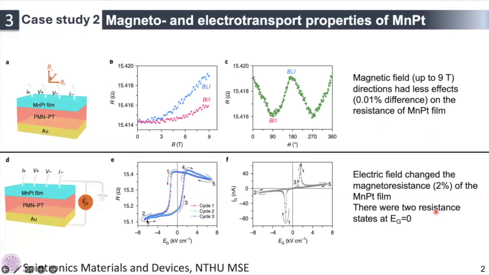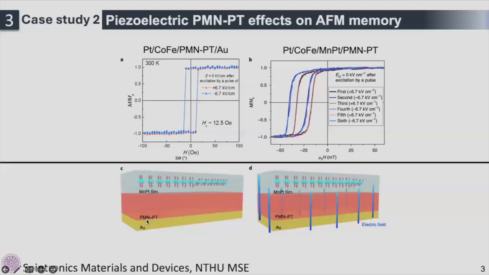They also did the simulation. It turned out that the strain had almost no change on the band structure and the density of states of the manganese platinum. So they made further comparisons.